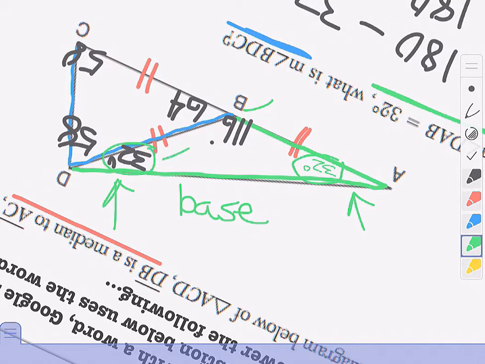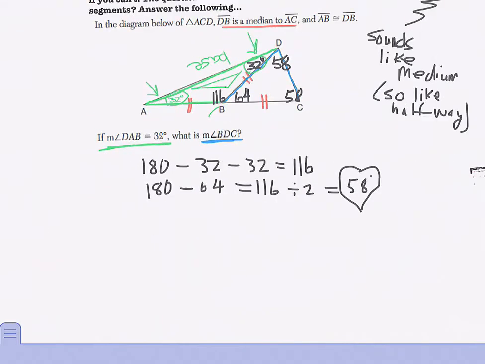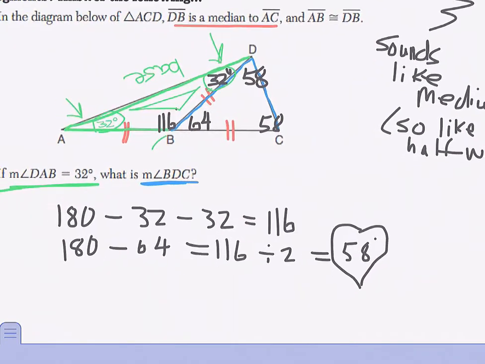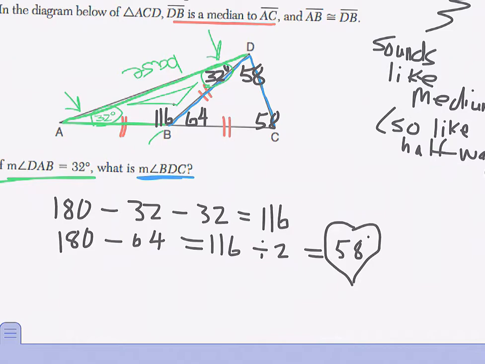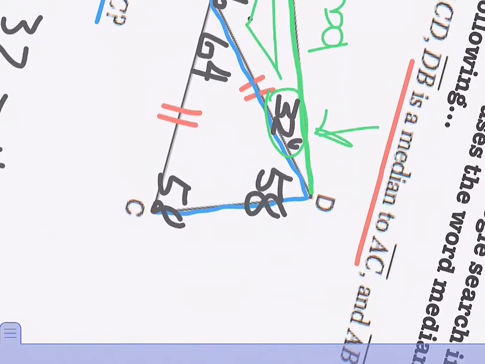And then in a triangle, the three angles have to add up to 180 degrees. So that's what I did next. 180 degrees, take away 32, take away another 32, gave me 116 for the angle ABD. I used linear angles to find out that this was 64. Together these make 180 degrees.